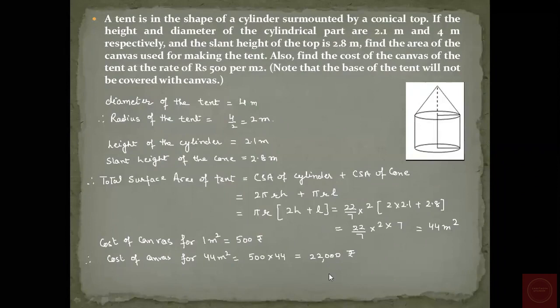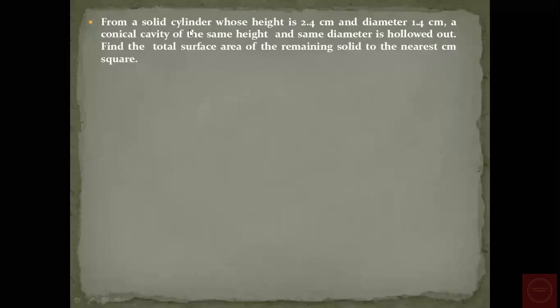So let us move to the next question. From a solid cylinder whose height is 2.4 centimeter and diameter is 1.4 centimeter, a conical cavity of the same height and same diameter is hollowed out. So find the total surface area of the remaining solid to the nearest centimeter square.